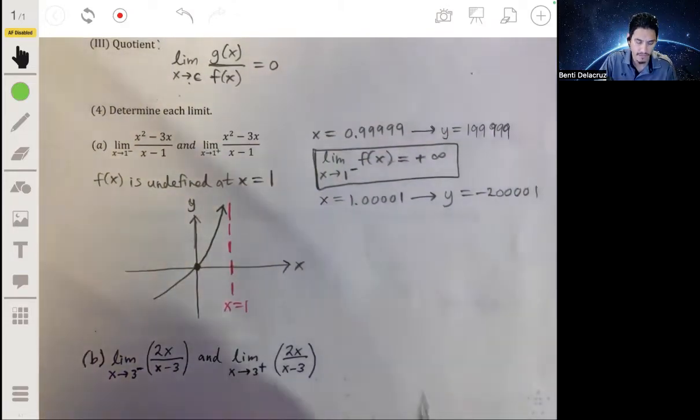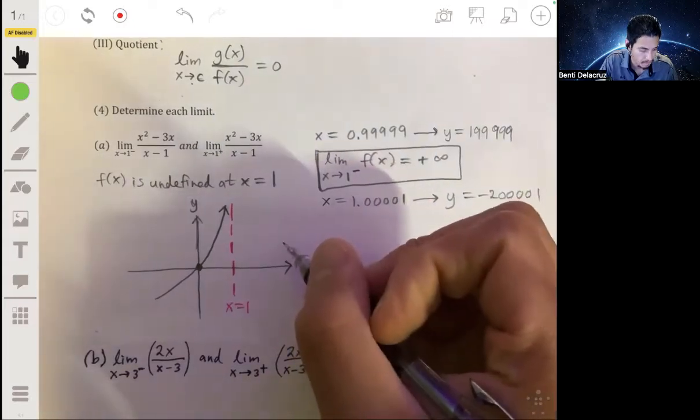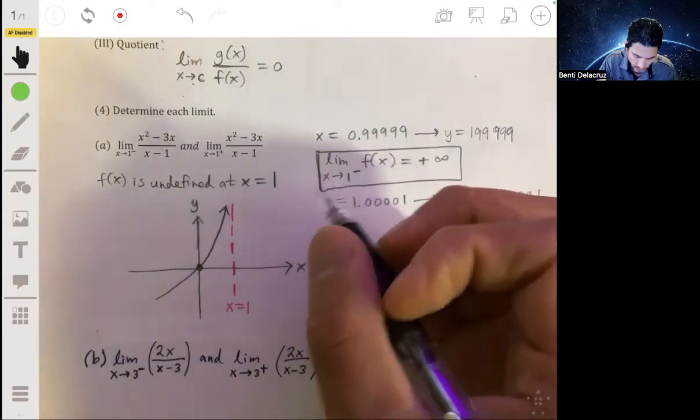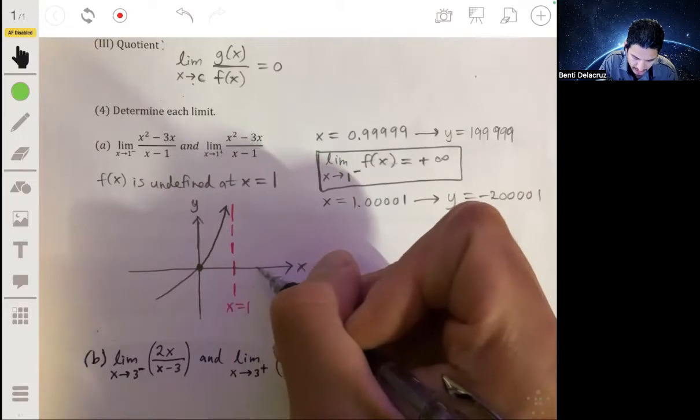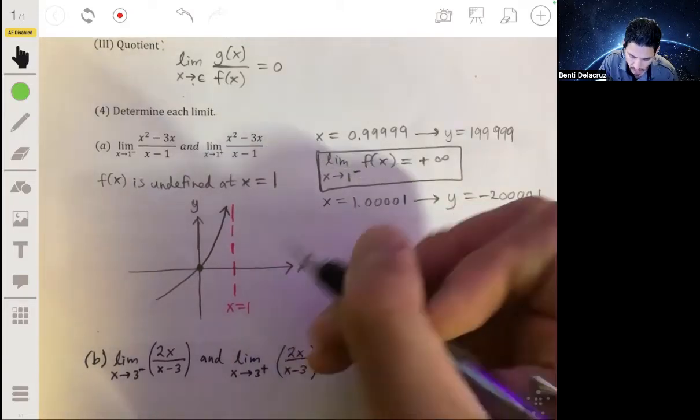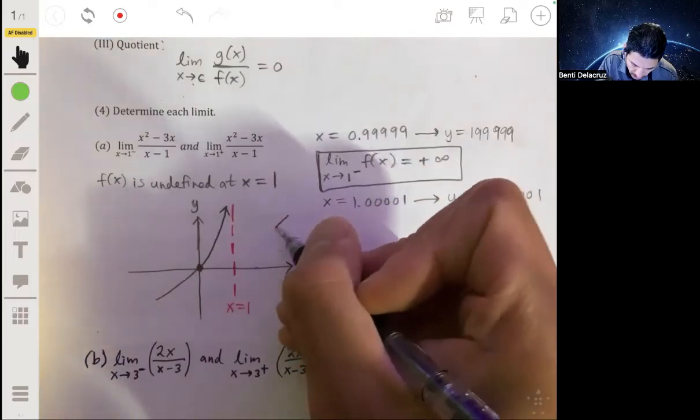This tells us the values are getting very, very small. And the graph has an x-intercept of 3, so it's going to do something like this.